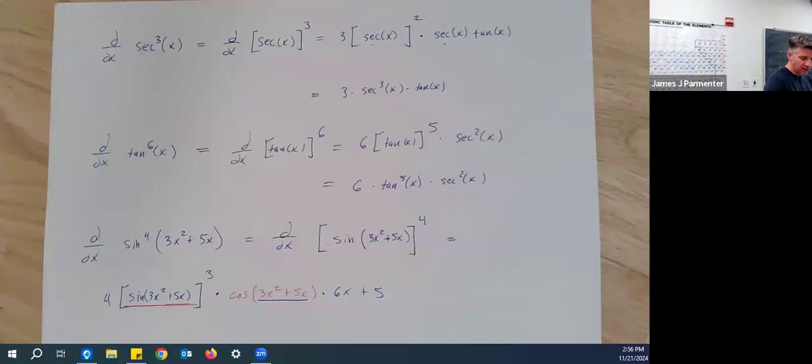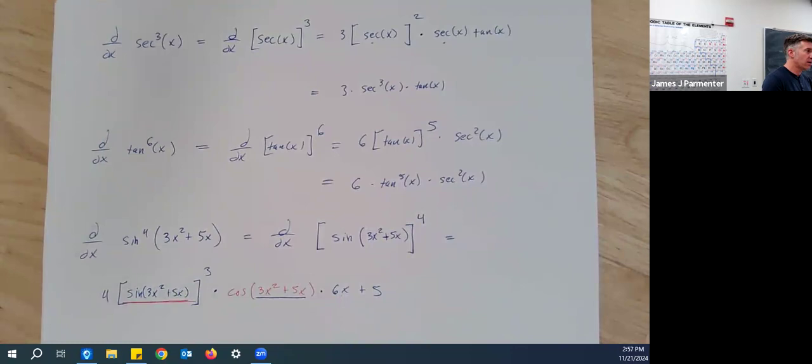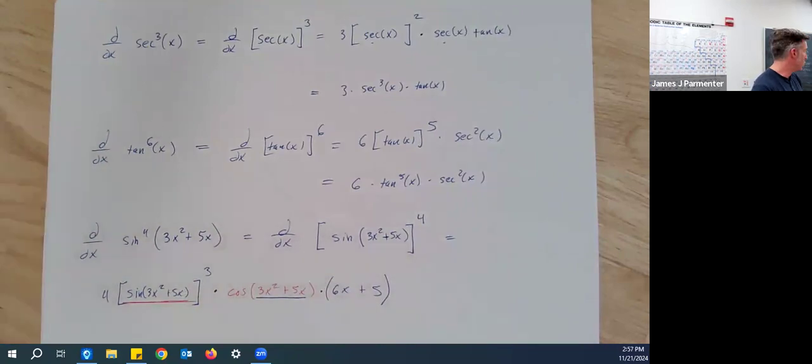Because what I've done there is I've said I have 4 times this cubed times cosine of this times 6x, and then add 5 after that. But it shouldn't be like that. It should be cosine of this stuff times the entire derivative of that stuff. So it's super duper important, whenever you're multiplying by the derivative of the stuff, that the entirety of the derivative of the stuff is in parentheses that you're getting multiplied by.